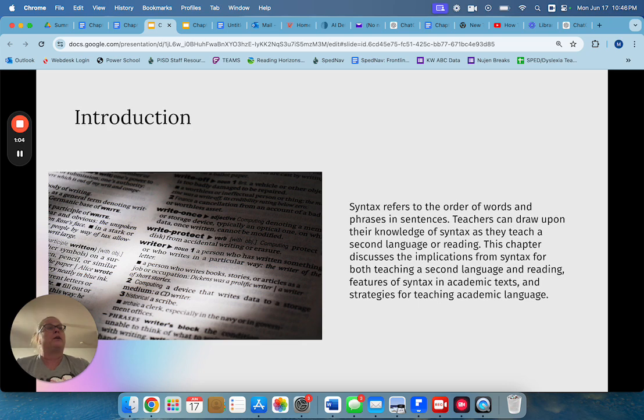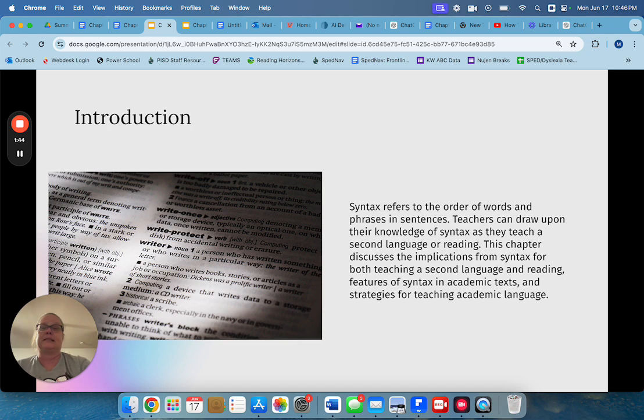So when we are looking at this, syntax is the order of words and phrases in a sentence. This is a fundamental aspect of language, and teachers use their knowledge of syntax to enhance second language instruction and reading instruction. Today we're going to discuss how syntax influences teaching methods, the features of these academic texts, and effective strategies that come with teaching academic language.